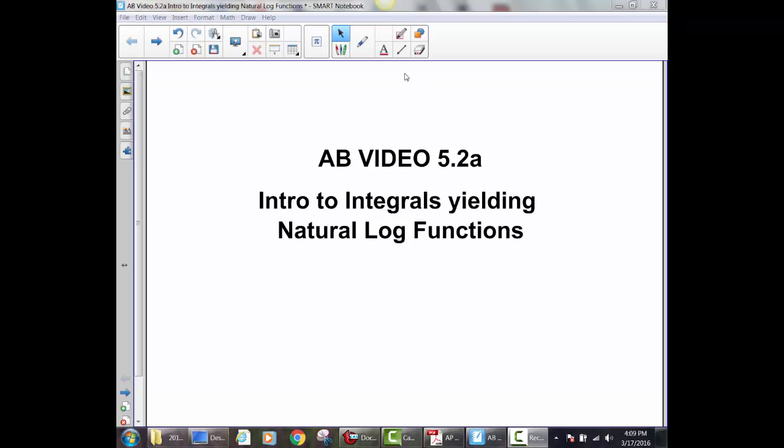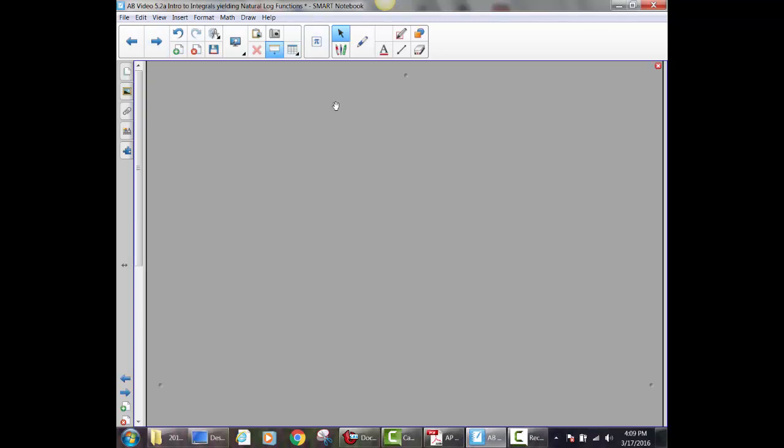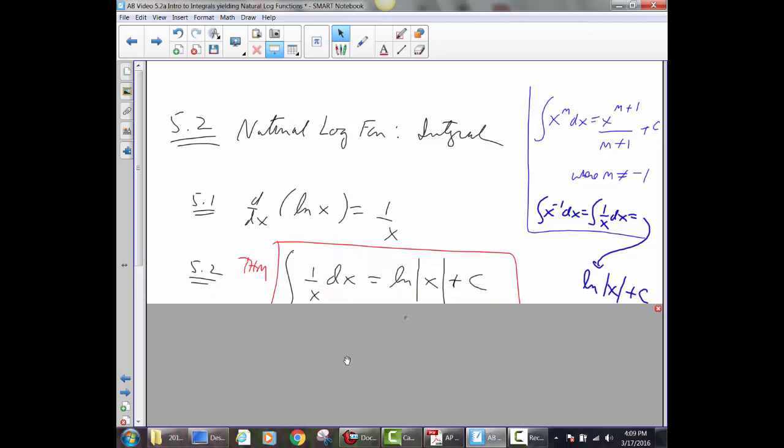Okay, video 5.2a, Introduction to Integrals Yielding Natural Log Functions. So far we've seen that the derivative of ln x is 1 over x, which would make you think that the integral of 1 over x, the antiderivative of 1 over x dx, will give ln x. Now you have to put the absolute values. They don't for some reason, but we do.